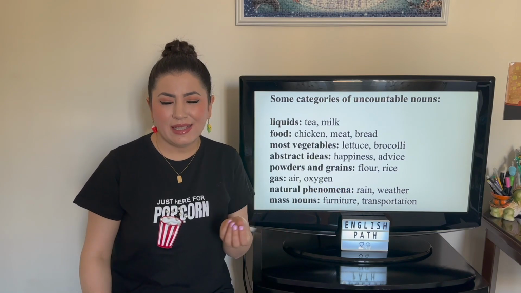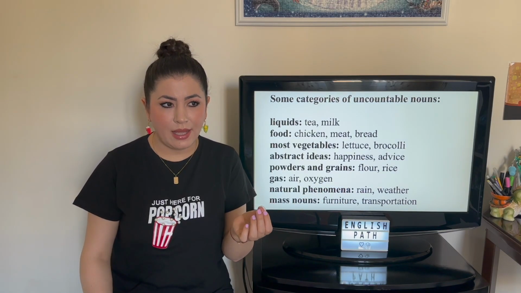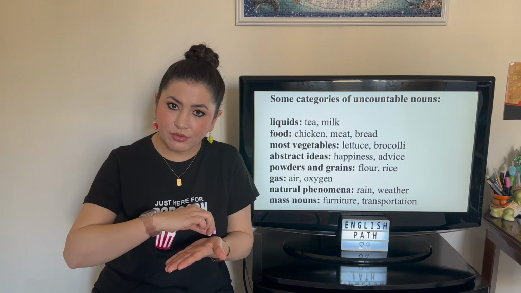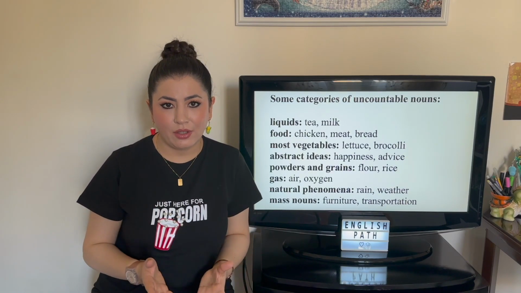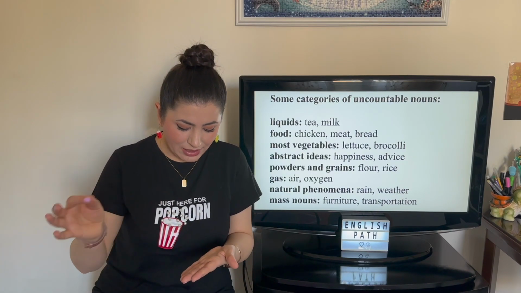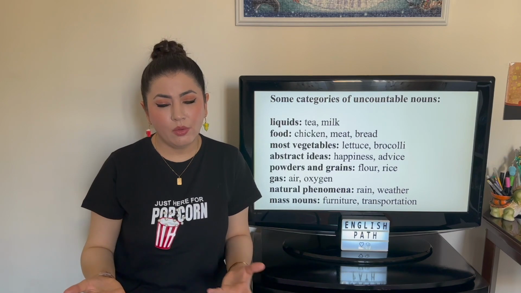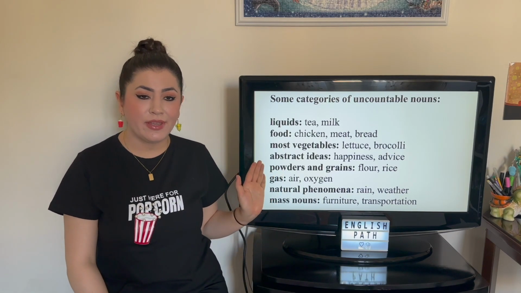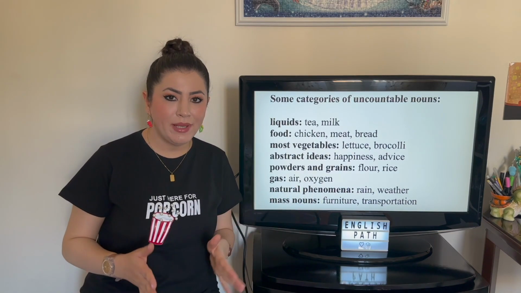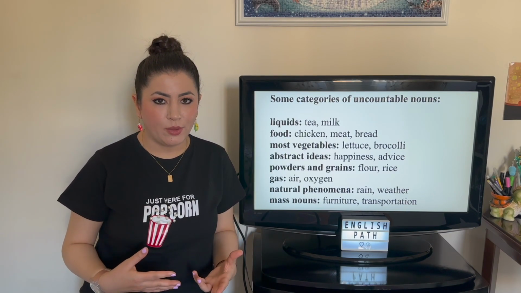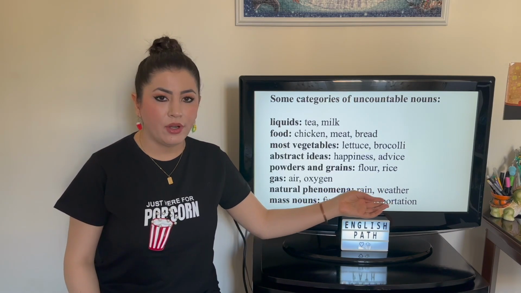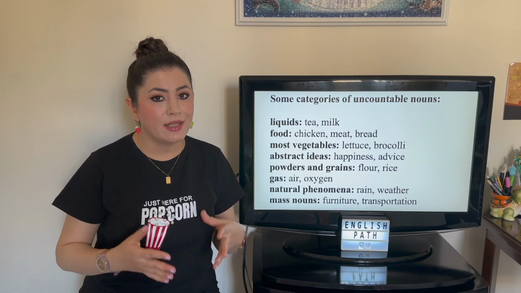Powders and grains, things that are made of particles, very small parts. Like if you want to sit down and count all the grains of rice in your rice container, you can. You practically can. But is it possible to count all the millions? No. So we take them as uncountable. Different types of gas, like air, oxygen. Natural phenomena. Phenomena is one of those irregular plural forms. The singular form is phenomenon. Like rain, weather. They can't be used plurally because they are uncountable.